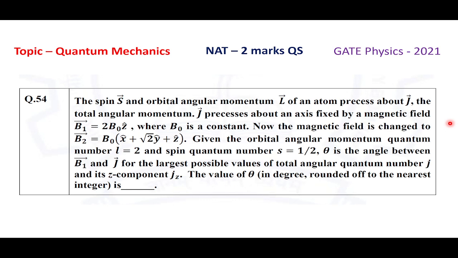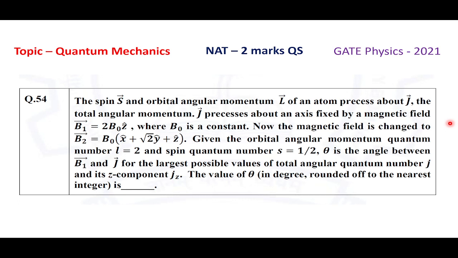Look at the second line: J precesses about an axis fixed by a magnetic field B1 that is along the z cap direction. Usually we define our quantization axis along the z axis, right? So the z component of the total angular momentum will be aligned along your magnetic field axis, and around that your J vector will precess. That is called Larmor precession. You have studied it, I think, right? Larmor precession. Anyone knows? Anyone? Amit, Sejal? Yes, sir.